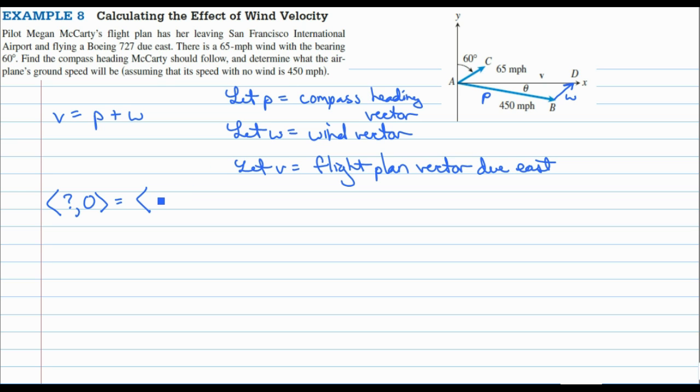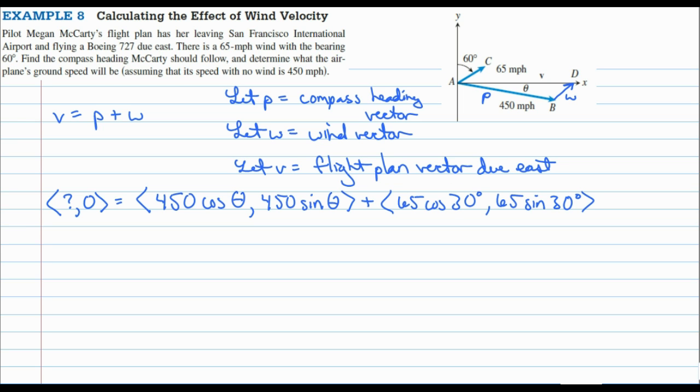Our plane is flying 450 miles an hour without wind speed, so that's going to be the magnitude of our compass heading vector. And I don't know theta yet. The magnitude of our wind speed is 65 miles an hour. Theta is going to be the angle of the vector off of the positive x-axis, so 30 degrees. So now I can set up an equation using all of the y-coordinates of these vectors to solve for theta.